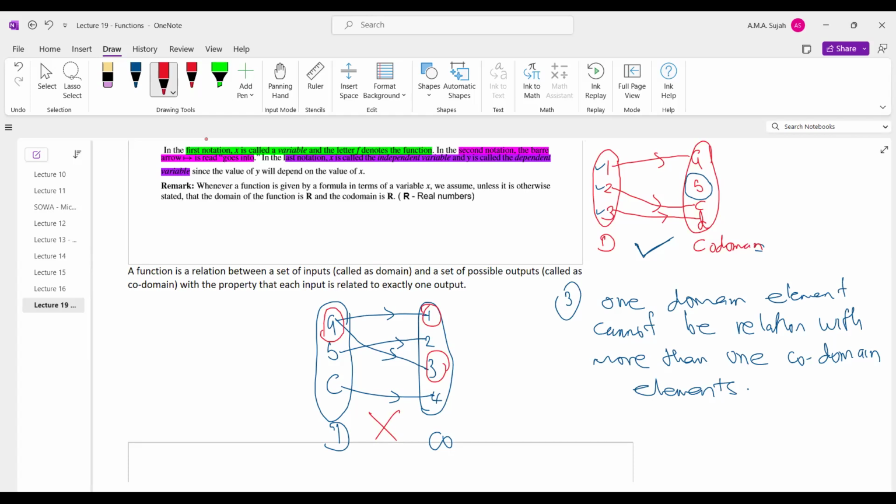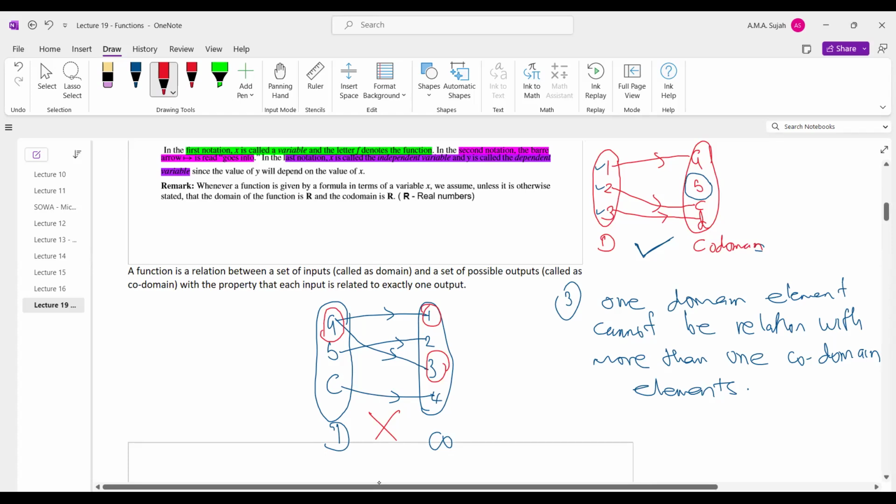One domain element cannot have a relation with more than one codomain element, right? If they have this type of relation, we can say this is not a function. So the first point I said is that all the domain elements must have a relation with the codomain. Second point, it is not mandatory that all the codomain elements have a relation with the domain elements.